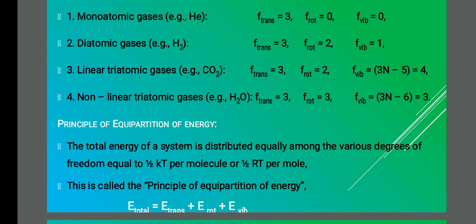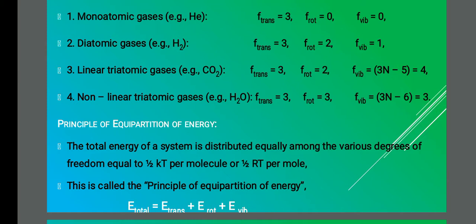So what do you mean by equipartition of energy? It's the total energy of a system which is equally distributed among the various degrees of freedom, and the value is equal to half kT, or you can say it is half RT. Is it okay? You are clear with the point here?